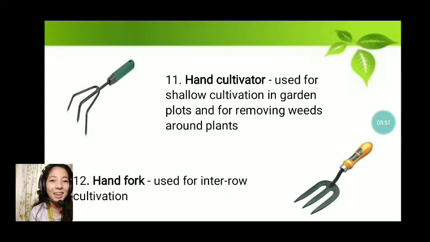Okay, and then we have the hand fork. So we have the spading fork, and then we also have the hand fork. This is more convenient because it is small. So this can be used in inter-row cultivation. If you want it to be more convenient for you, because the spading fork is big, you can use this hand fork.